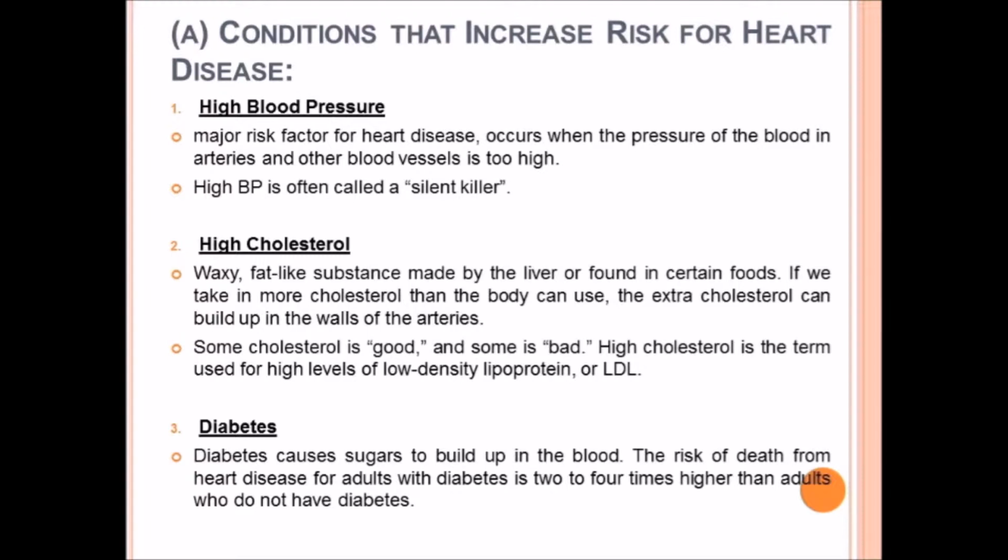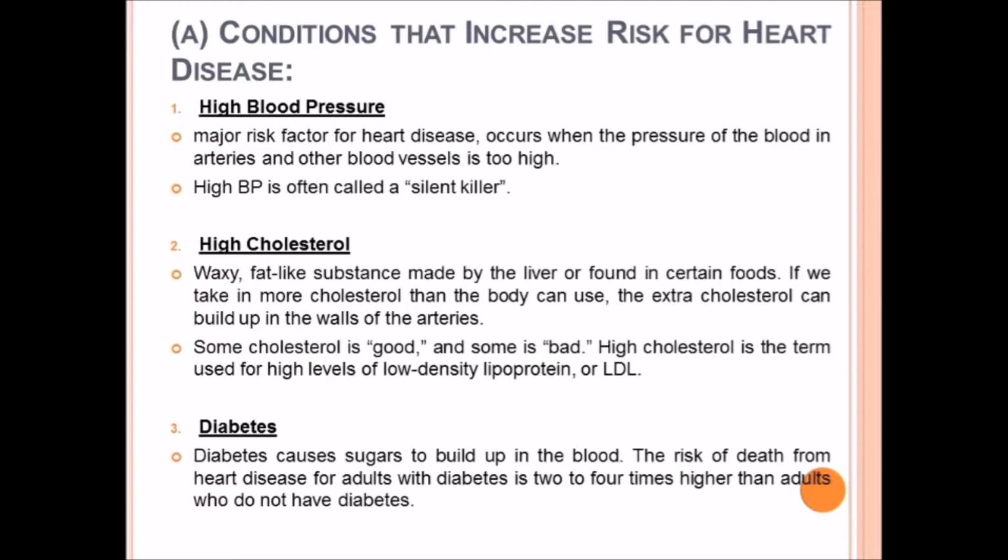Lowering blood pressure by changes in lifestyle or by medication can reduce your risk for heart disease and heart attack. Cholesterol is a waxy, fat-like substance made by the liver or found in certain foods. Your liver makes enough for your body's needs, but we often get more cholesterol from the foods we eat. If we take in more cholesterol than the body can use, the extra cholesterol can build up in the walls of the arteries, including those of the heart.